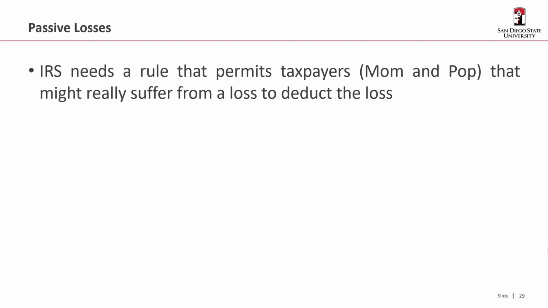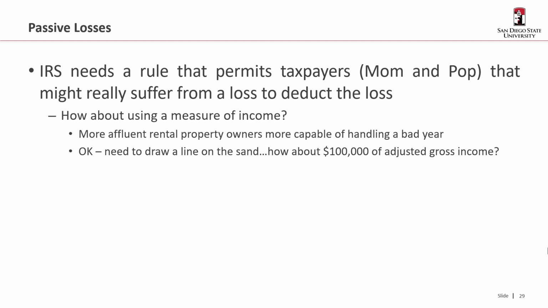So let's start with mom and pop, right? Because it's pretty clear that if mom and pop's AGI is only $50,000 and they incur a $16,000 loss, that truly could damage their ability to pay, right? And so as a result, if we know the tax code, vertical equity is supposed to have at least some deference to ability to pay, maybe the IRS needs a rule so that when taxpayers really suffer a loss that hurts them financially, they can deduct that loss. So why don't we say we use a measure of income, right? We've done this before, right, with AGI. So more affluent rental property owners are capable of handling a bad year, but poor taxpayers are not.